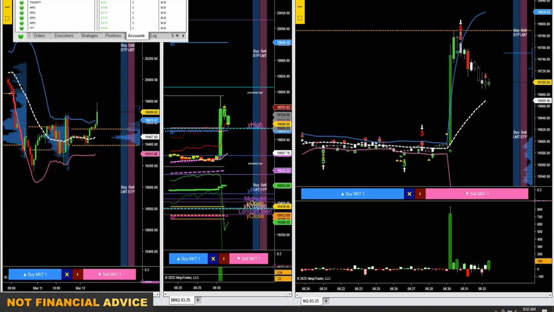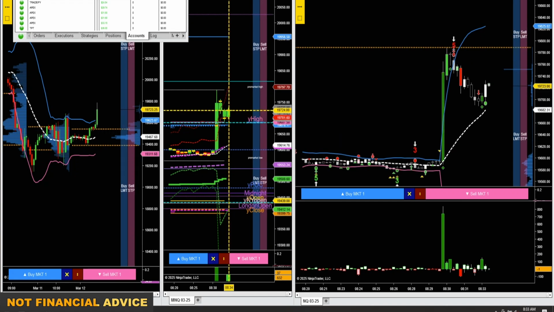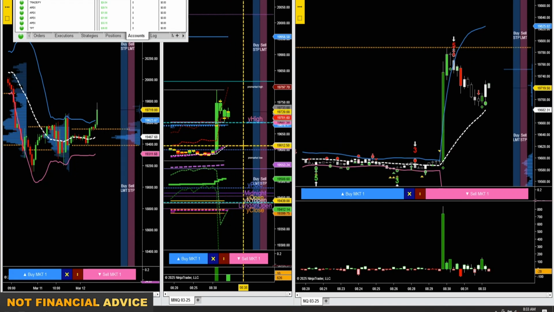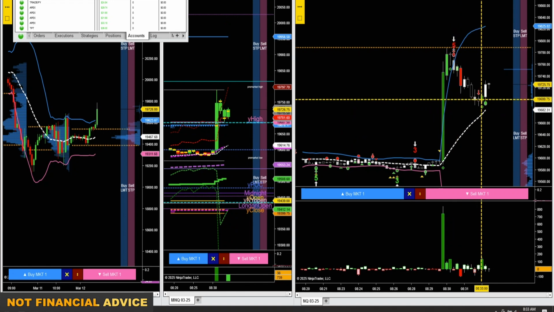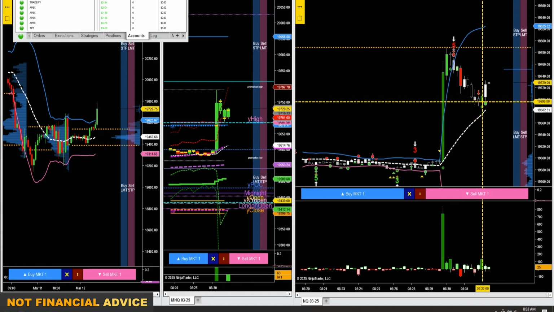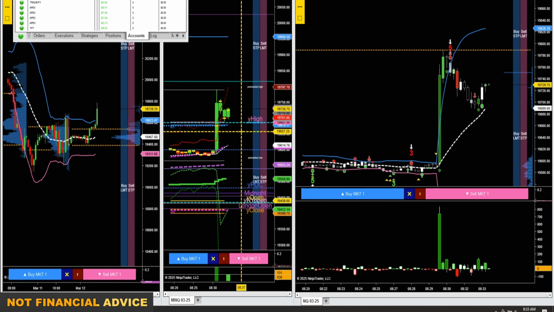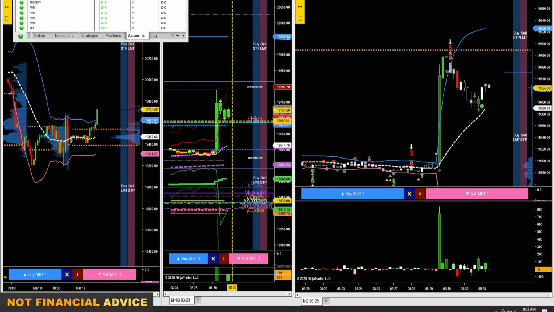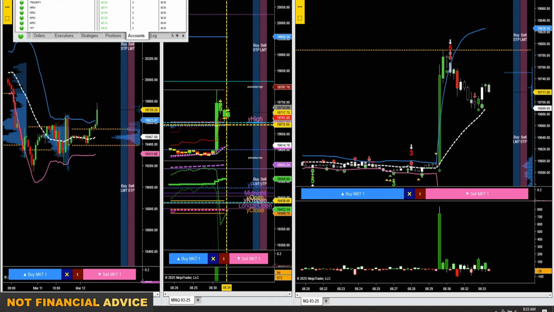Just got a 100-point pullback. Just got into a long there. Got the full 10 points. We had some positive delta coming in on this 15-second candle there. This previous day VWAP and yesterday's high pivot point, nice little cluster. We pulled back to that area. Thought it'd be a good spot to get long.